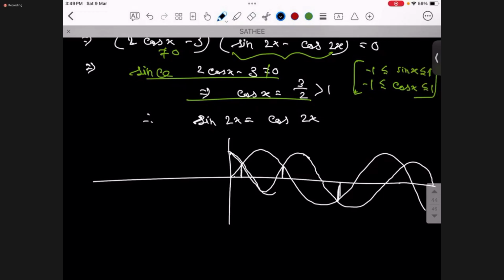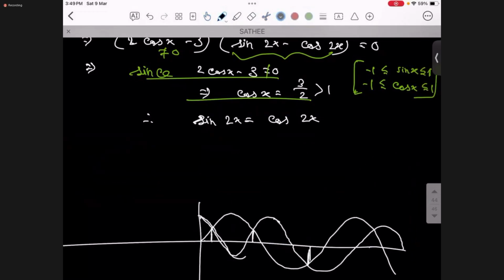Another way to think about it: this will give us tan 2x equals 1. This means 2x equals, when tan x equals 1, pi by 4 or some integer multiple of pi by 4. And we know that the value of tan repeats after each pi step. So we can write this as n pi plus pi by 4.